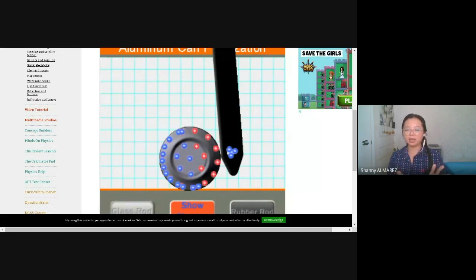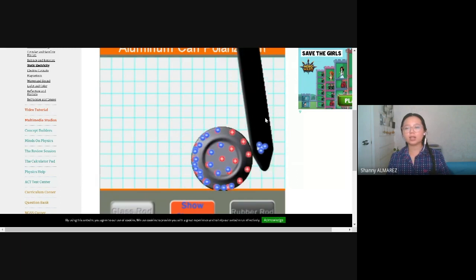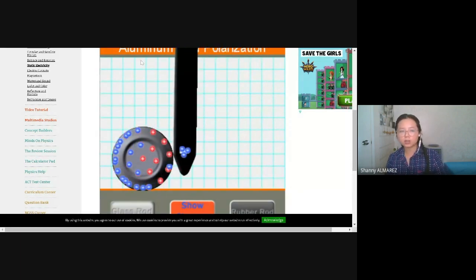Nagkakaroon ng realignment or polarization. So, which makes the can, even though it's a neutral object because of the equal numbers of electrons and protons, pero since nag-realign sila, may surface siya or may side siya na opposite ang charge dun sa ating rod, which makes it influenced by the presence. Na-attract pa din siya. So from here, this demonstrates two different concepts. The first is polarization. The second is the law of attraction.